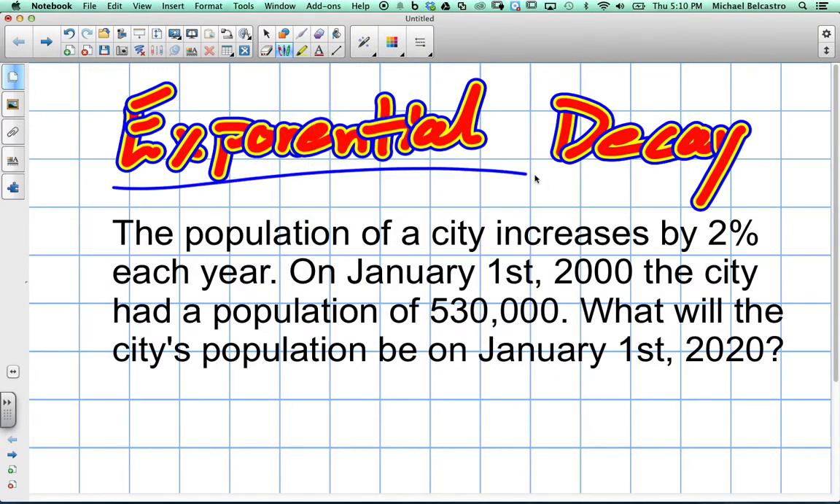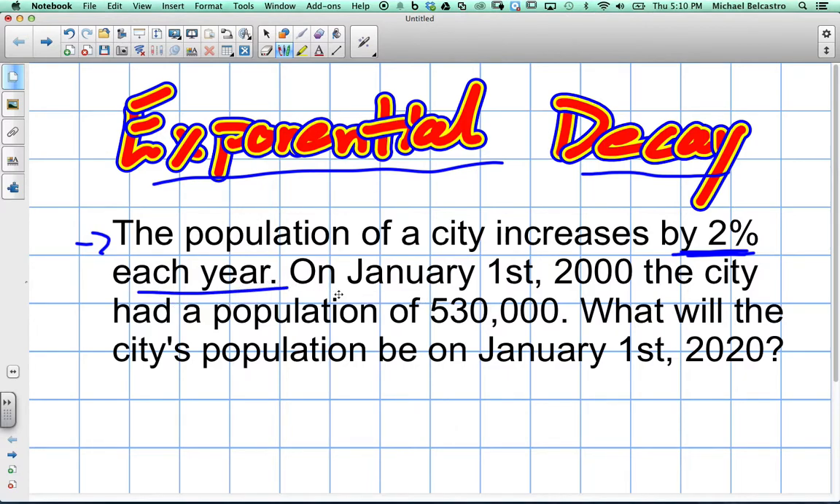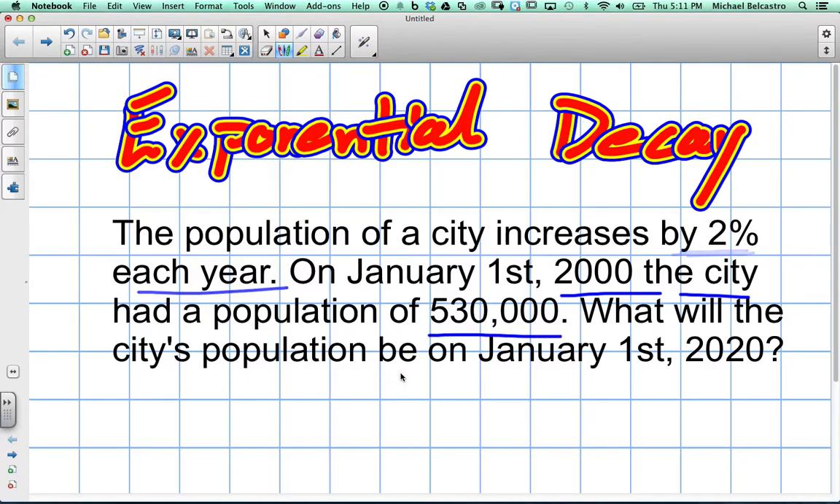All right, we're going to be looking at exponential decay. So we have a word problem here. Let's read through it once and then highlight important information, and then we'll get to our exponential decay formula. It says the population of a city increases by 2% a year. That's probably going to be important. On January 1st, 2000, the city had a population of 530,000. What will the city's population be on January 1st, 2020?